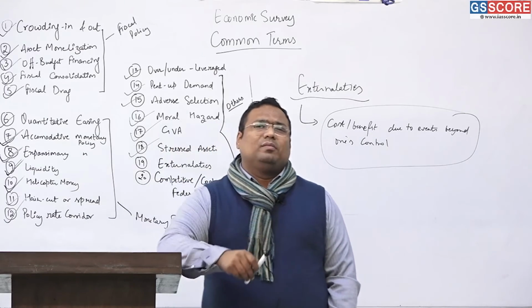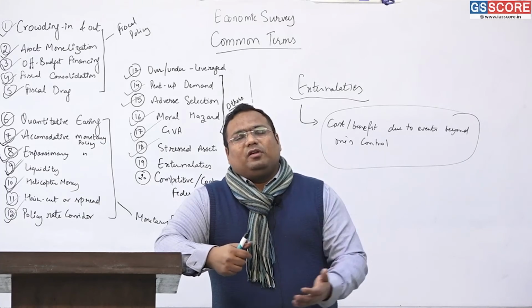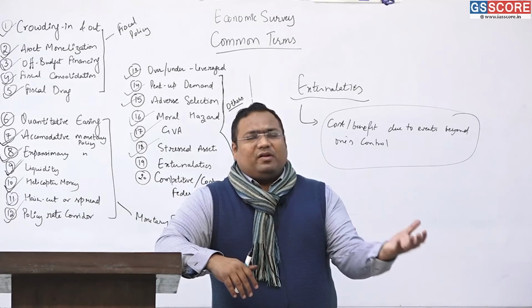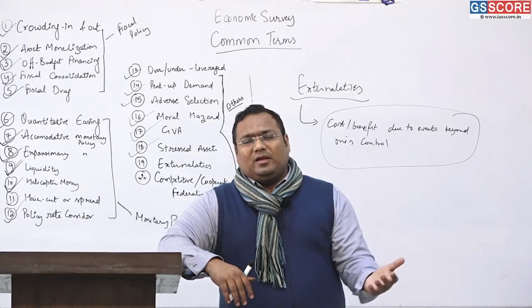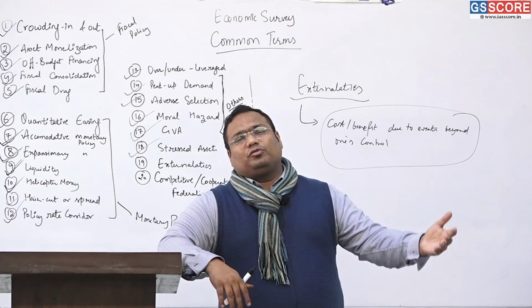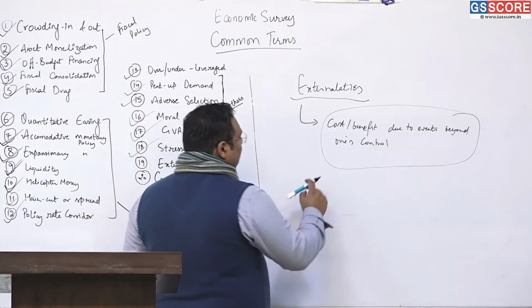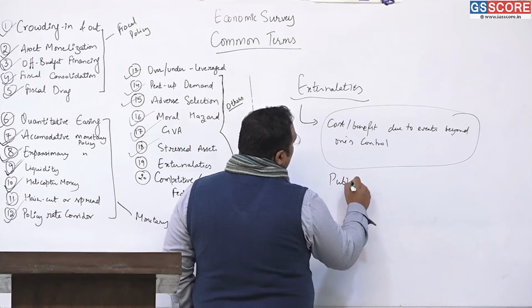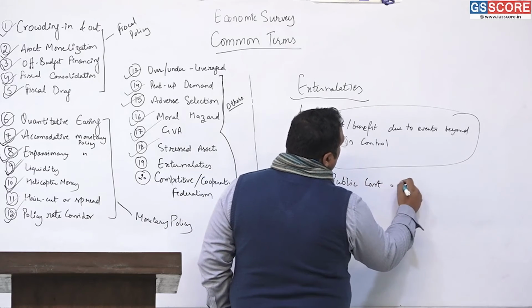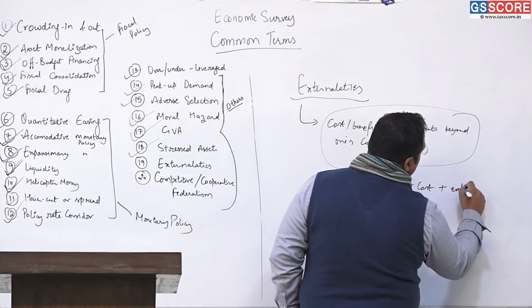Profit or loss for us. So, in the case of an individual, there is a private cost, the cost which I am paying. There is a public cost, the cost to the society, and the difference between them is externality. Okay? Public cost is equal to private cost plus externality.